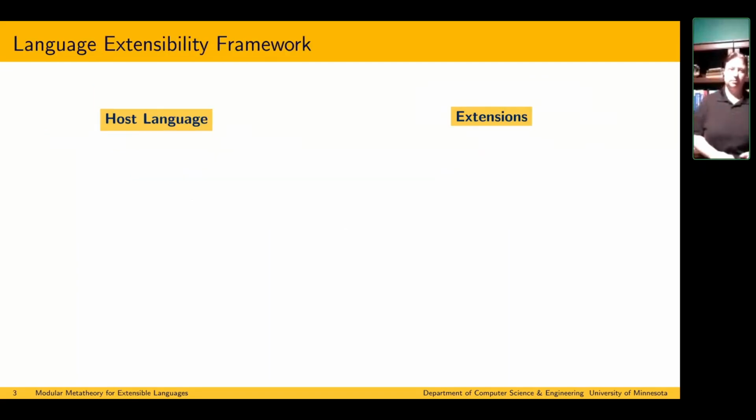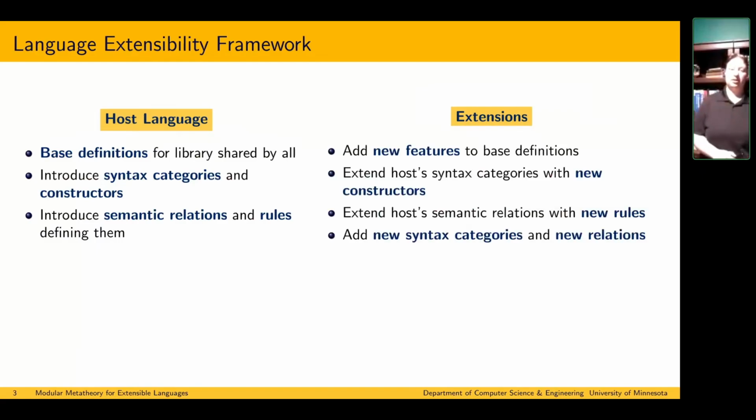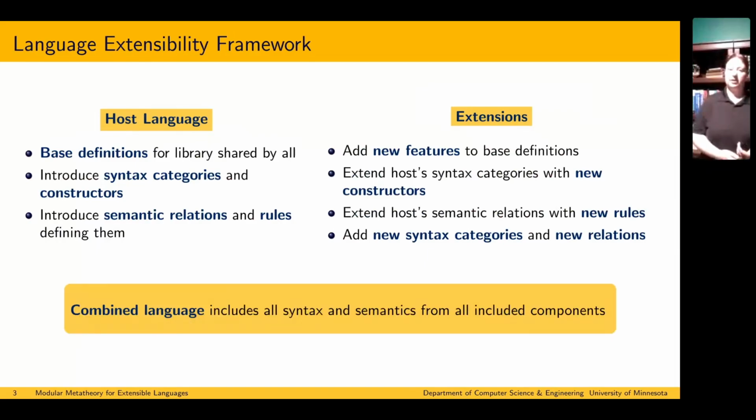In our language extensibility framework, we have two types of modules, or components. We have the host language, which is unique in a language library and provides a base of definitions for the library that's shared by all the components. This introduces syntax categories and constructors, as well as semantic relations and rules defining them. Extensions add new features to the base definitions, extending the host language. They can add new syntax constructors and new rules, and they can also add new syntax categories and new relations, so they can meaningfully participate in defining the language. Then in a combined language, we have all the syntax and all the semantics from the included components, which is the host language plus some number of extensions.